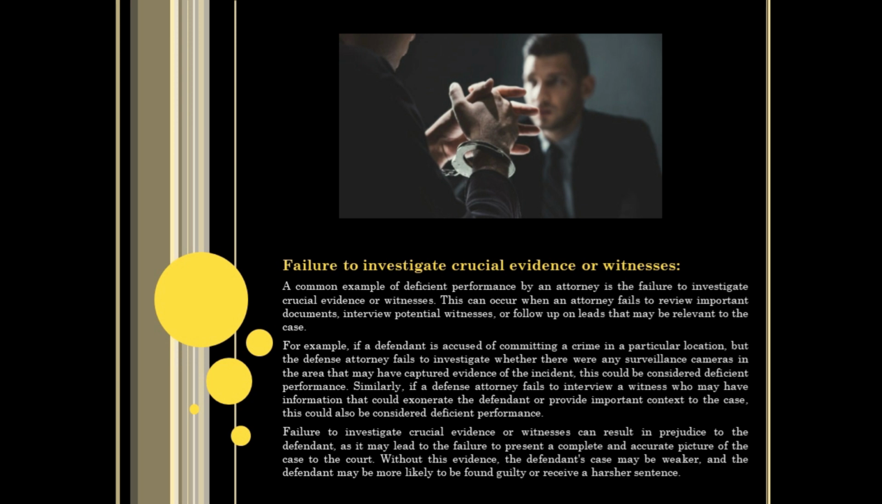For example, if a defendant is accused of committing a crime in a particular location, but the defense attorney fails to investigate whether there were any surveillance cameras in the area that may have captured evidence of the incident, this could be considered deficient performance. Similarly, if a defense attorney fails to interview a witness who may have information that could exonerate the defendant or provide important context to the case, this could also be considered deficient performance.